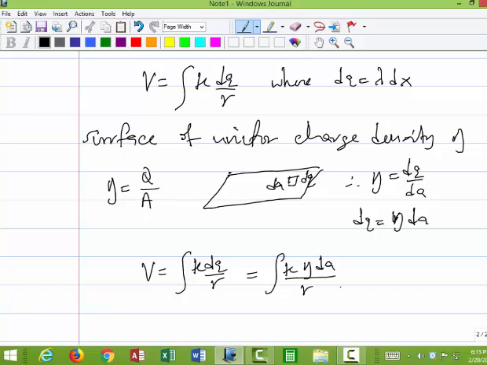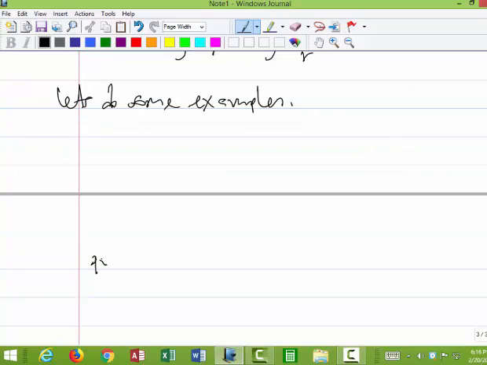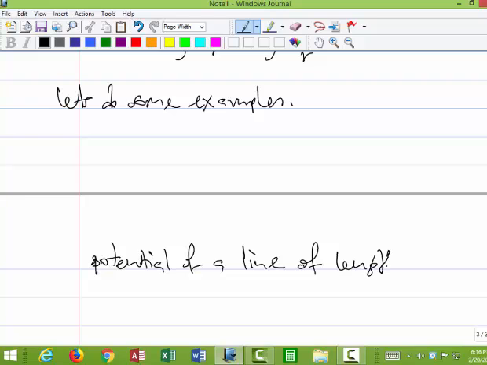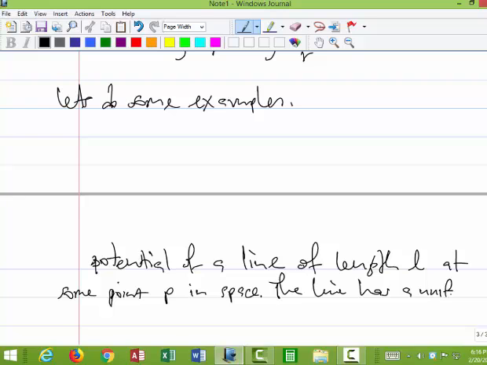We can use this as an example to find the potential due to the ring. Let's start with the line. I'll do an example of the line first. So we'll start off with the potential of a line of length L at some point P in space. We can say the line has a uniform charge density lambda, not eta, sorry, lambda, and the total charge is Q.